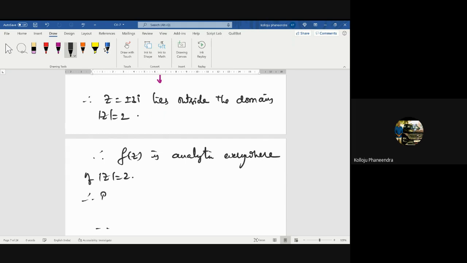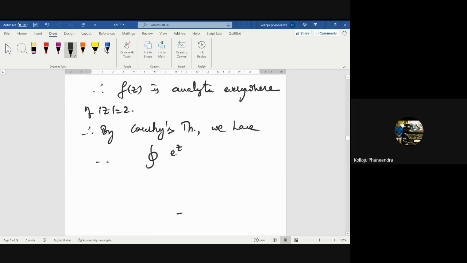Therefore, by Cauchy's theorem, what is the integral value? The integral of e power z by z square plus 9 dz, its value is 0. Any doubts?